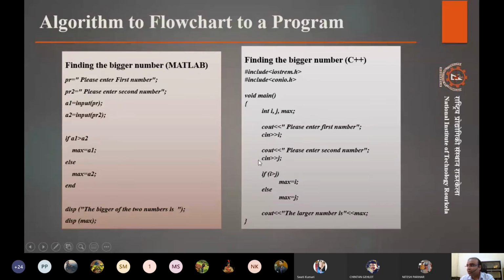Again in C++ we have this: if I is greater than J, max is I, else max is J. So it is quite similar in terms of what we want to display as output, and there is a cout function in C++. Different. So it's something that we were talking about.